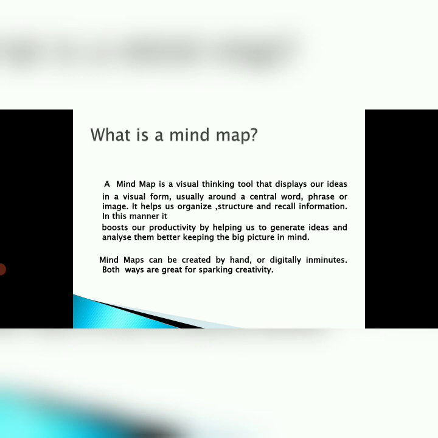So, are you wondering what is a mind map? A mind map is a visual thinking tool that displays our ideas in a visual form, usually around a central word, phrase, or image. It helps us to organize, structure, and recall information. In this manner, it boosts our productivity by helping us to generate ideas and analyze them better, keeping the big picture in mind. Mind maps can be created by hand or digitally in minutes. Both ways are great for sparking creativity.